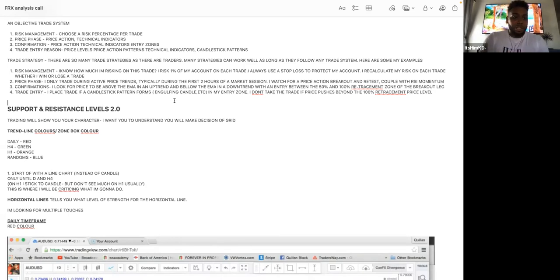For the trade entry, I place my trades if a candlestick pattern forms at my entry zone. I don't take the trade if it pushes through the price level. I'm gonna show you what I mean by that. I always wait for my trades on the 5 minute, and I also wait for the 3 stepping stool candle so I can take it.